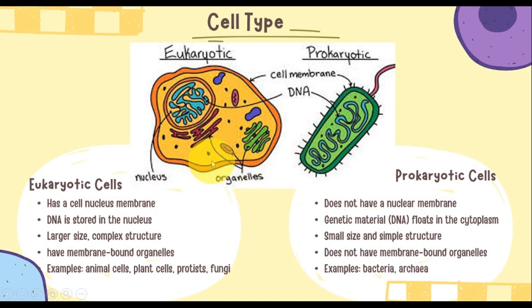Eukaryotic, larger size and complex structure. Prokaryotic, small size and simple structure. Eukaryotic cells have membrane-bound organelles. These are organelles with membranes. Prokaryotic cells don't have membrane-bound organelles. Examples of eukaryotic cells are animal cell, plant cell, protists, and fungi. Prokaryotic cell examples are bacteria and archaea.